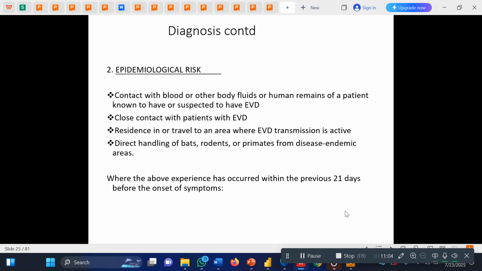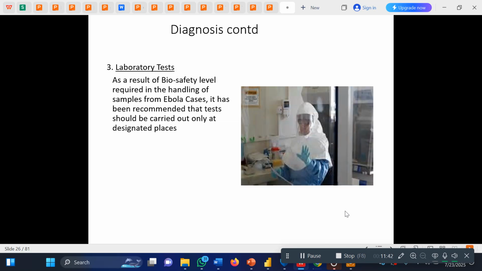Epidemiologically, contact with blood or other body fluids or human remains of a patient known to have or suspected of having Ebola virus, and also close contact with a patient with Ebola virus disease, a patient who is resident in or has traveled to an area where there is Ebola virus disease transmission, direct handling of bats, rodents, or primates from disease epidemic areas, where the above experience has occurred within the previous 21 days before the onset of symptoms, is a risk factor.